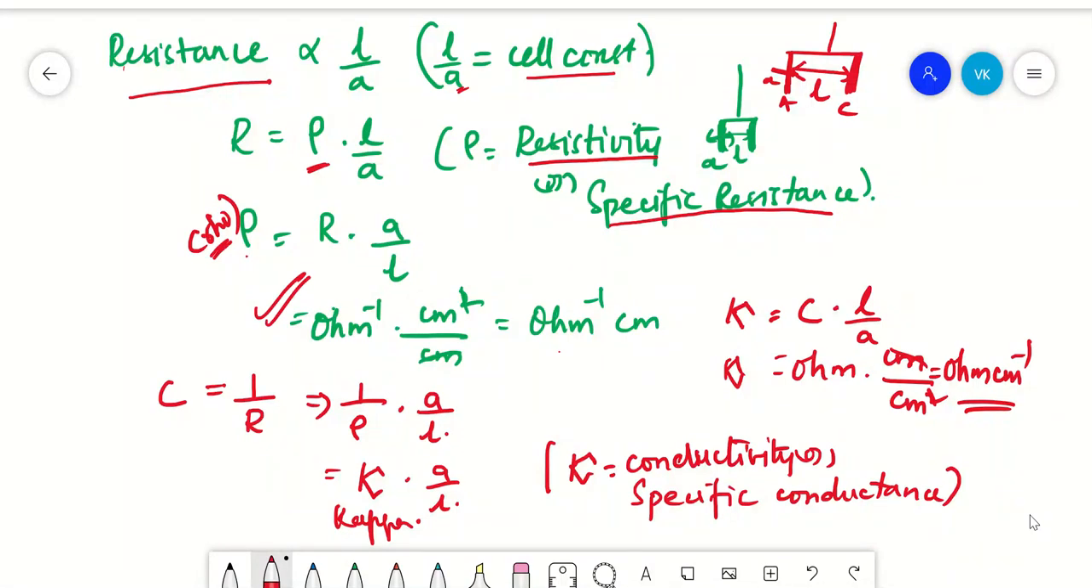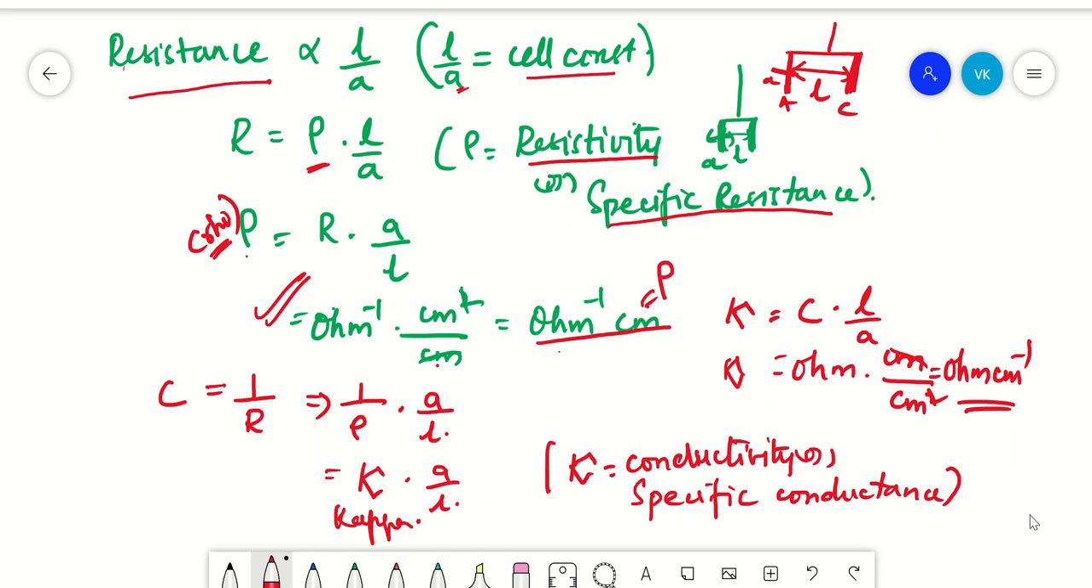What is the unit of resistance? Unit of resistance is ohm. Area of cross section I said, so centimeter square by centimeter, rho is equal to ohm centimeter. This is the unit of rho.